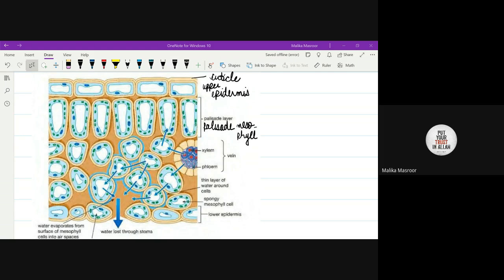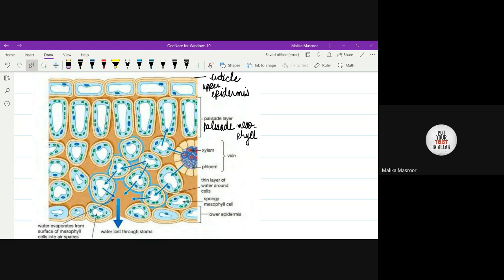Then below the upper epidermis, you have a palisade mesophyll layer or palisade layer. It is made up of long, narrow cells that contain numerous chloroplasts because this is the point where maximum photosynthesis takes place. They receive maximum sunlight. How?